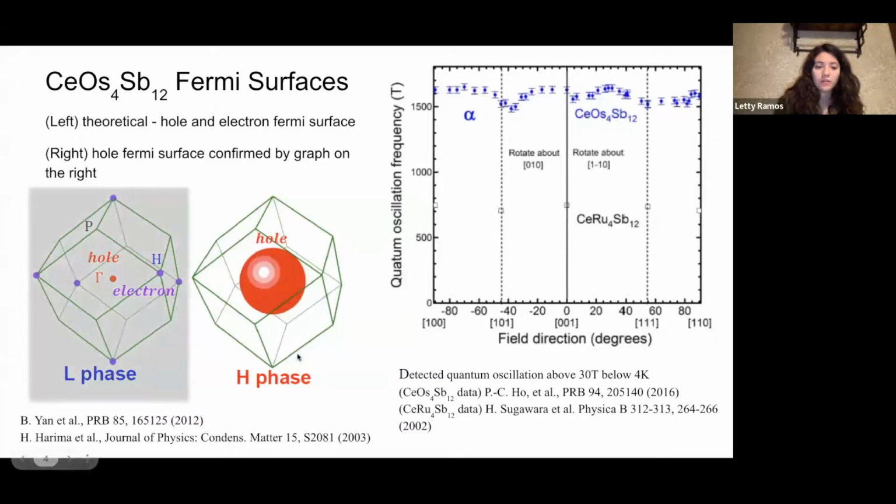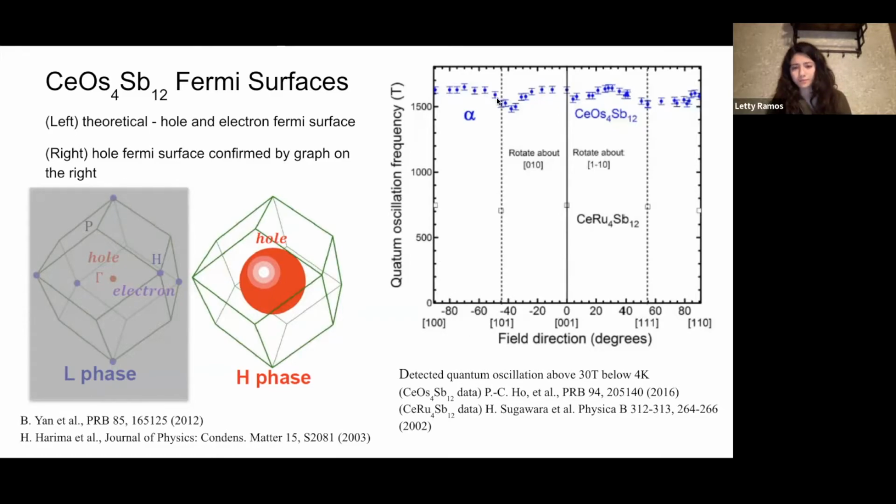However, this is purely theoretical and has not yet been confirmed experimentally, but the hole-phase Fermi surface has been confirmed experimentally by this data on the graph on the right, provided by my advisor and collaborators. This is the quantum oscillation frequency with respect to field direction in magnetic fields above 30 Tesla and temperatures below 4 Kelvin. For this experiment, they placed the crystal in a strong magnetic field and then rotated it about several axes. That's what this field direction is. And then the quantum oscillation frequency was measured.